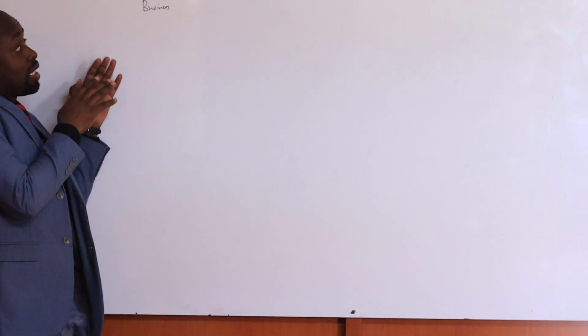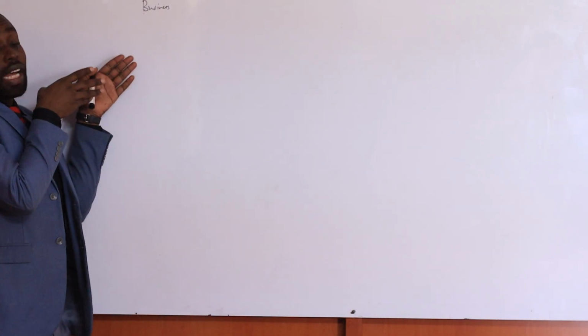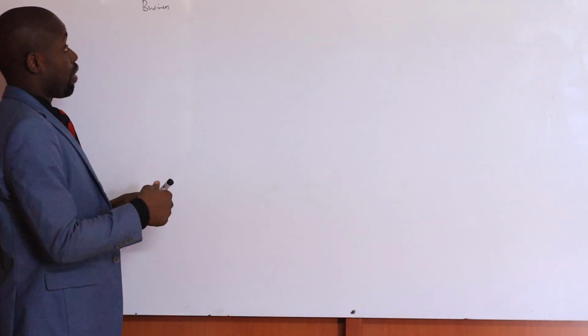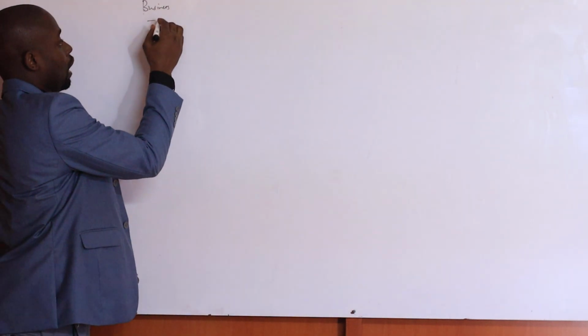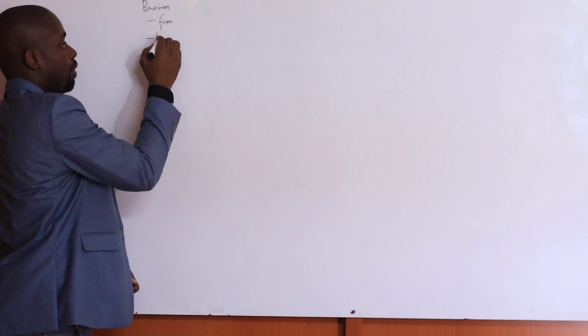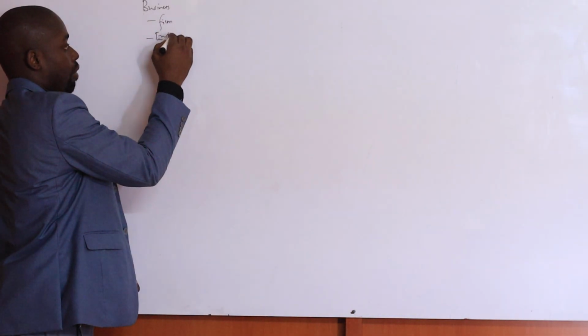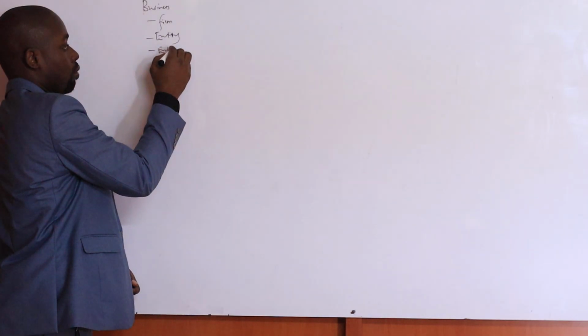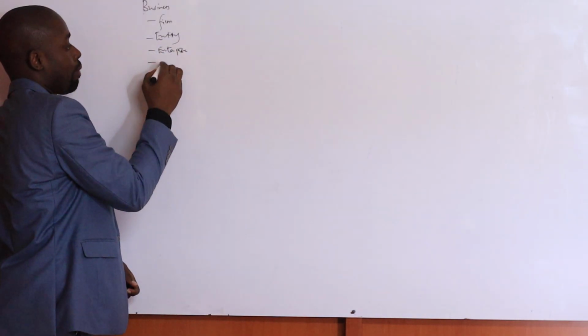Now you'll find some other terminologies that are used to imply a business, and you need to be familiar with them. Number one, what you call a firm, F-I-R-M, firm. Number two, you have entity. Number three, you have enterprise. Four, you have got company.